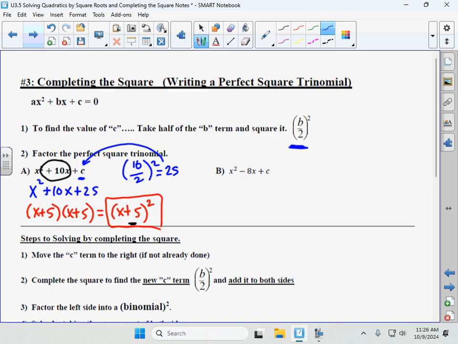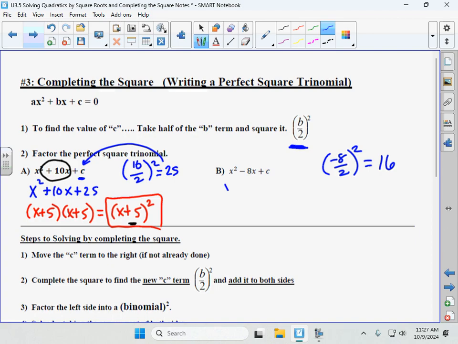All right, so let's do question B, x squared minus 8x plus c. Let's find that c value that would make this a perfect square trinomial. Again, we're going to take half the b term, which is negative 8, and then square that. So negative 8 divided by 2 is negative 4, and negative 4 squared is positive 16. So that c value is always going to be a positive number, because as soon as you square it, whether it's positive or negative inside the parentheses, it's always going to turn positive.